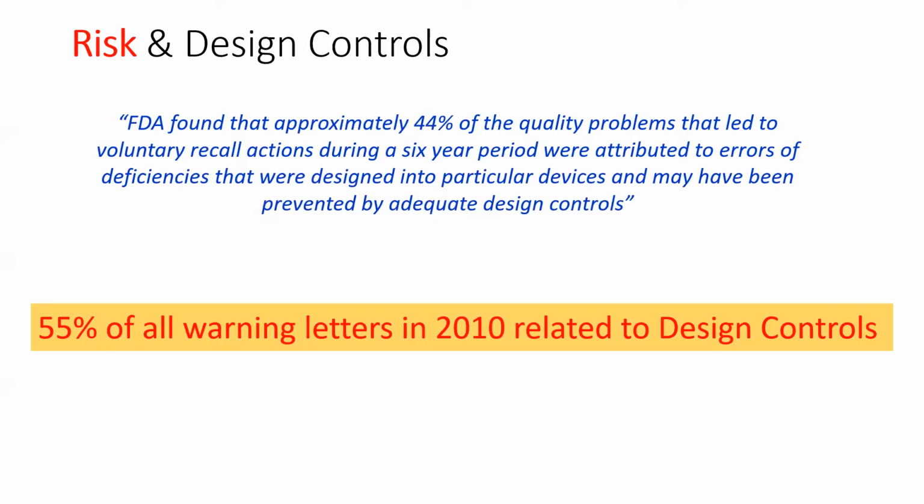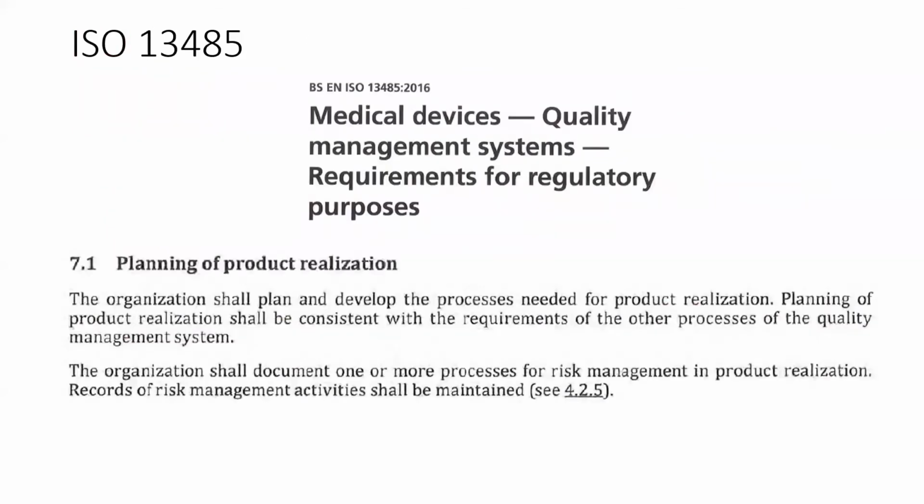The US FDA, where you have good quality information available, which is shared in the public domain, found that about 44%, not a small number, of quality problems that led to voluntary recall actions by medical companies during a 6-year period were attributed to errors or deficiencies that were designed into particular devices and may have been prevented by adequate design controls. And 55% of all warning letters in 2010, for example, were related to design controls. So this brings us to design controls.